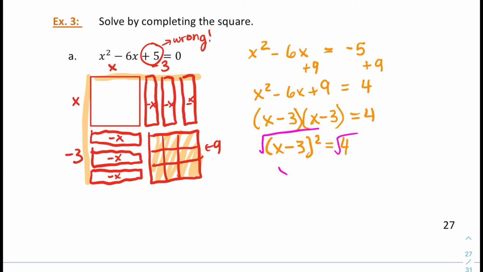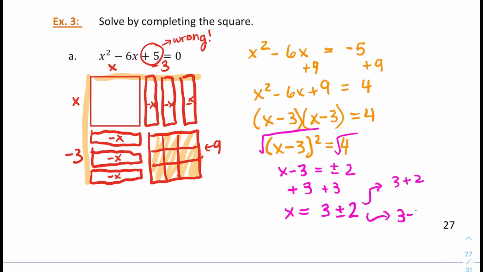And then take the square root of both sides. Don't forget your plus or minus, so you'll have x minus 3 equals positive or negative 2. Add 3 to both sides. And then, since those are both real numbers, you can go ahead and add them and subtract them. Simplify all the way here. You get x equals 5 and x equals 1.